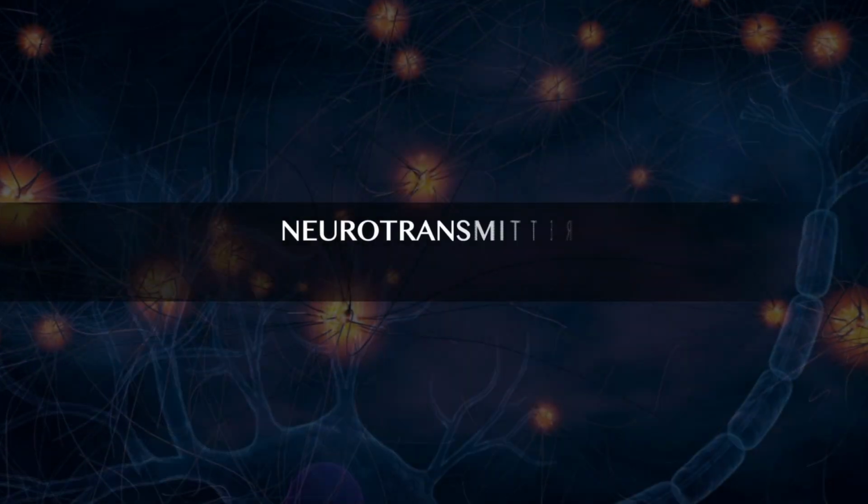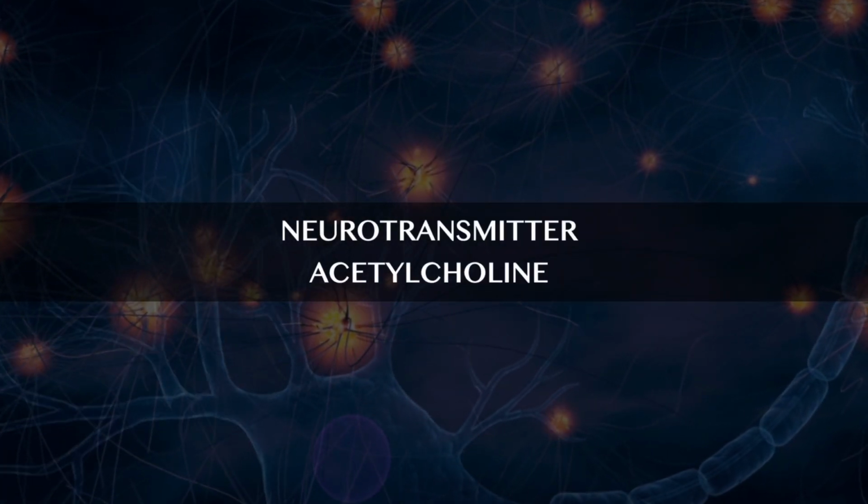Examples of G protein coupled postsynaptic membrane receptors include receptors for neuropeptides, the rhodopsin receptor for light, and the different olfactory receptors that detect odors. Next, let us take up neurotransmitter acetylcholine.